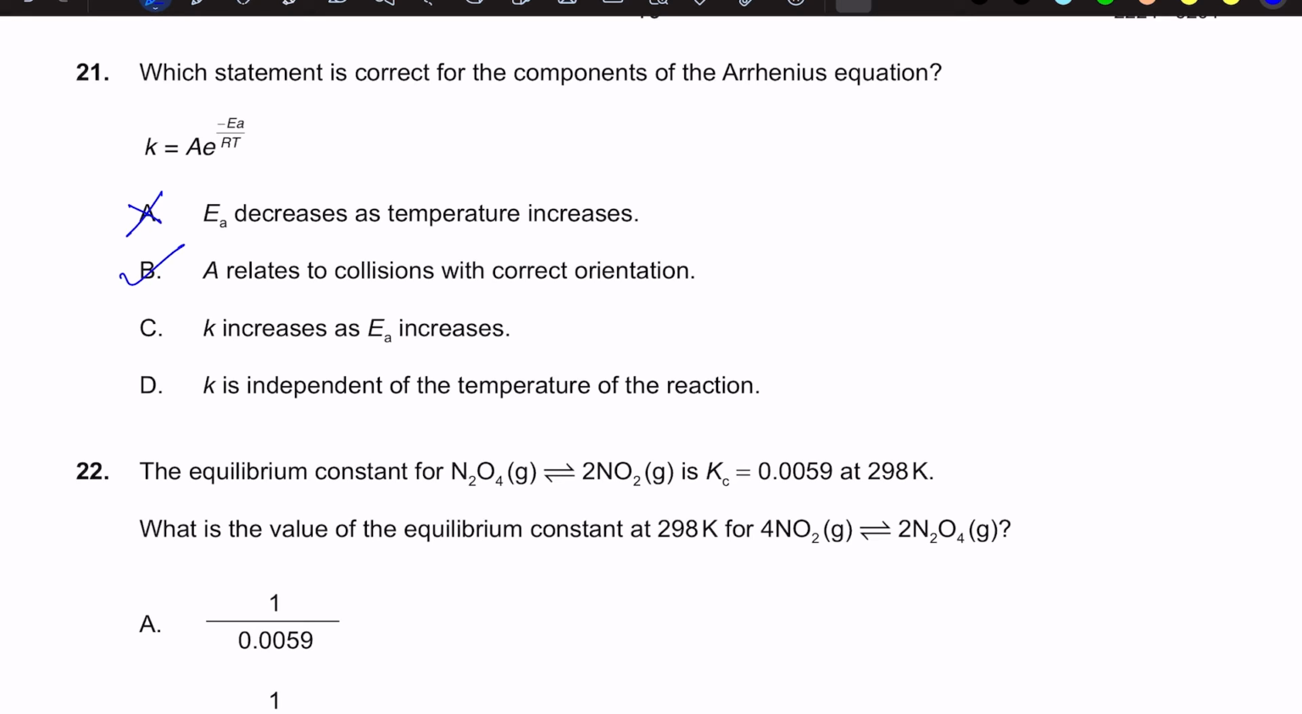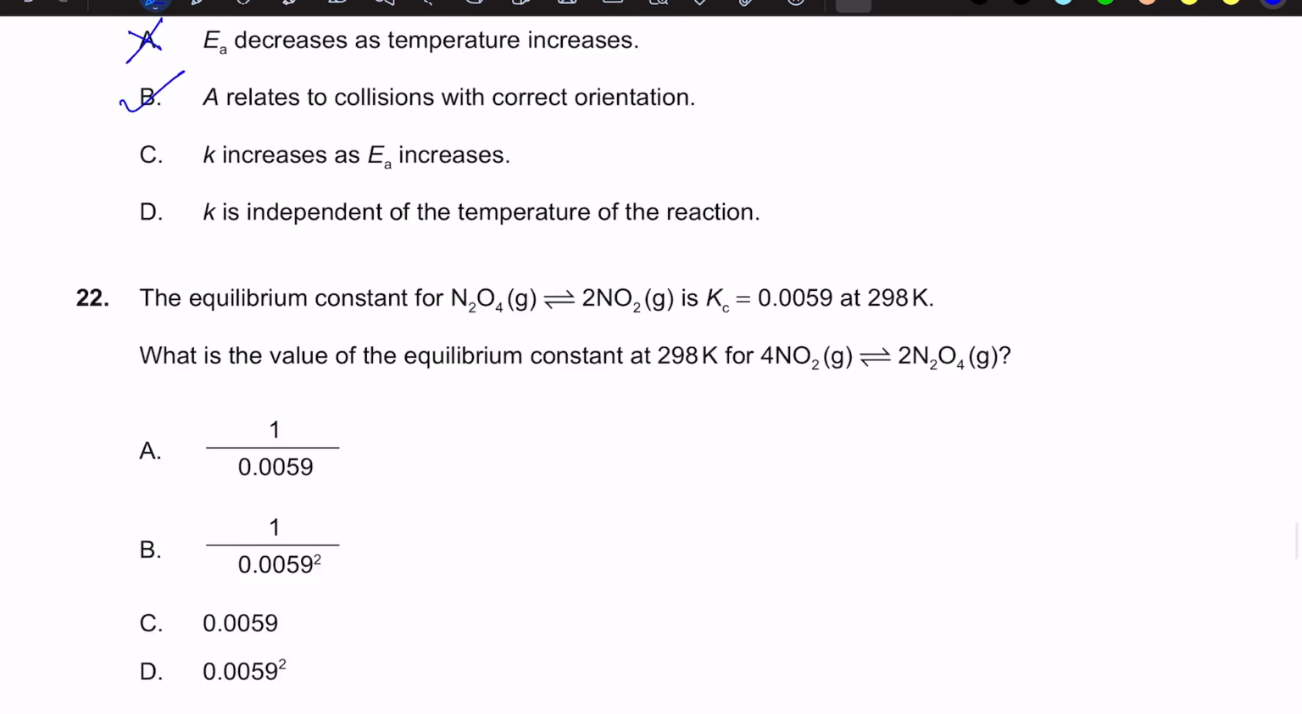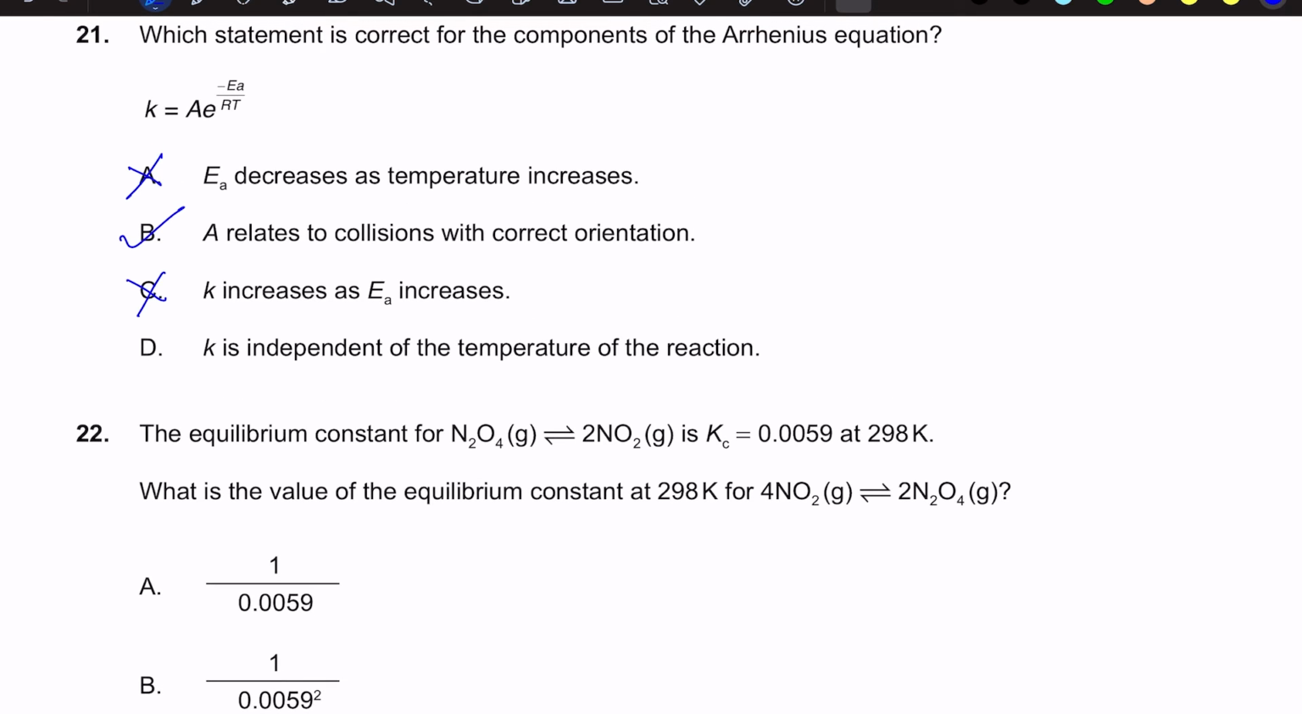Because obviously it requires more energy for the reaction to proceed, that's why your reaction will become a little slower. Or you can even say that K is not dependent on temperature, not exactly on the activation energy, because activation energy remains constant. So C can be eliminated. D, K is independent of the temperature of the reaction. This is wrong. If you change the temperature, K will change. That is basically the main use of this Arrhenius equation: how your rate constant changes with temperature.